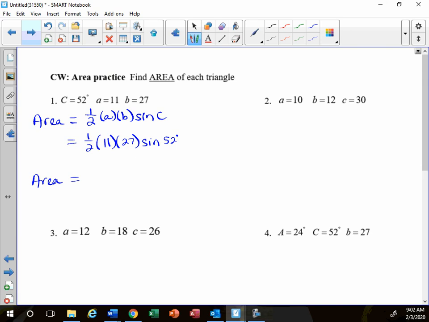If I wanted to round to 3 decimal places, what are you going to tell me? I hear 117 point. Yes, good.